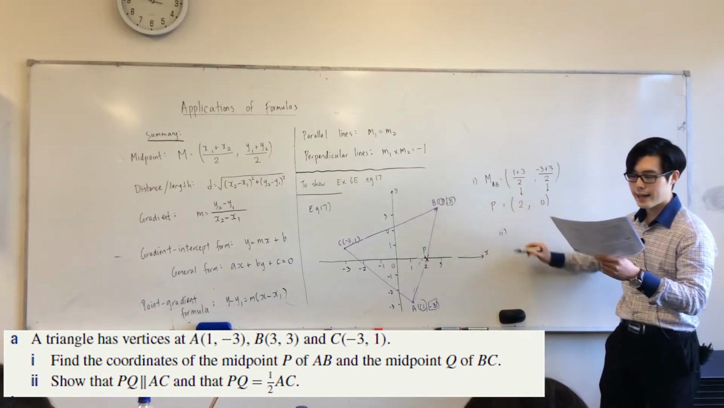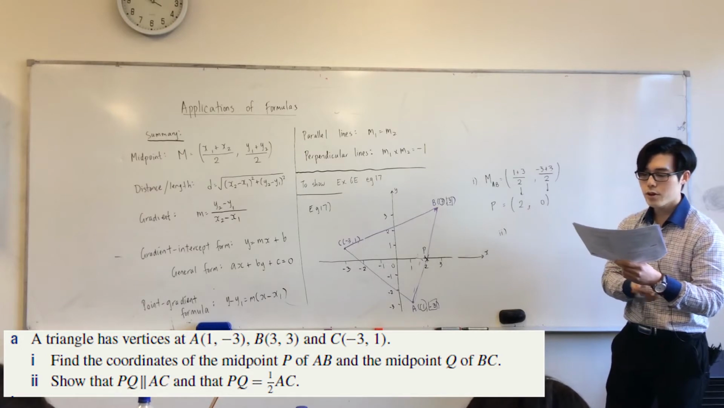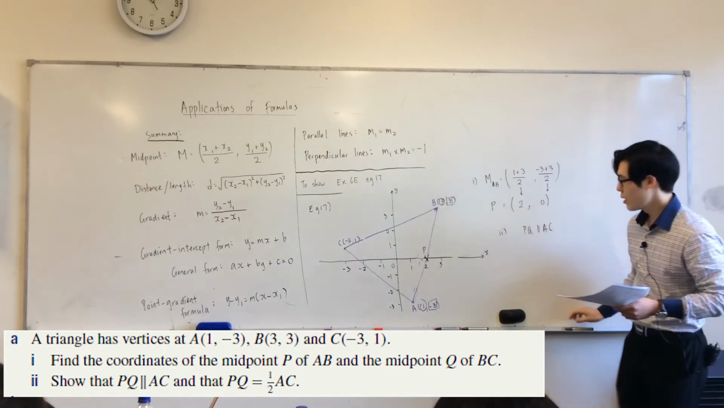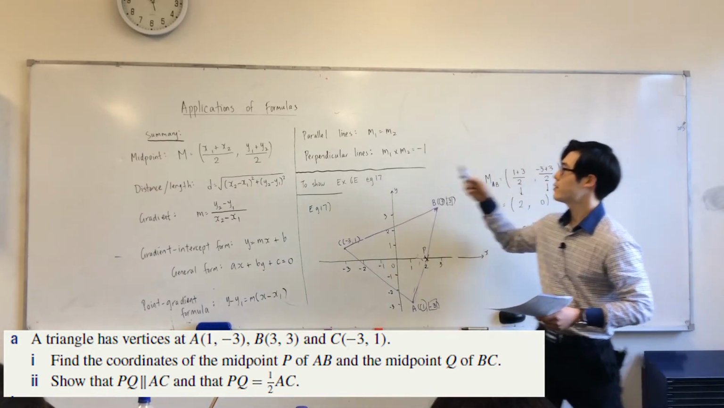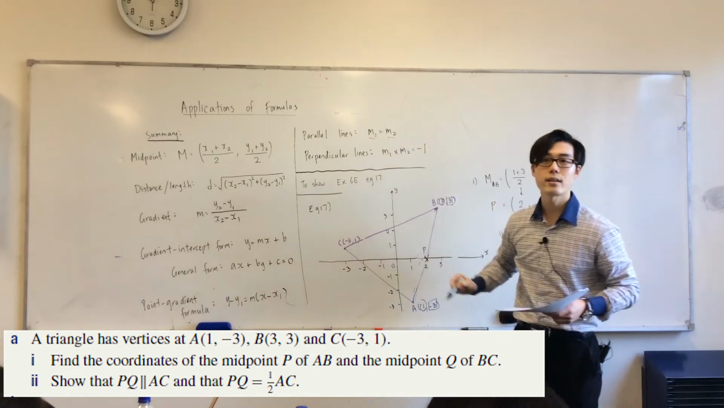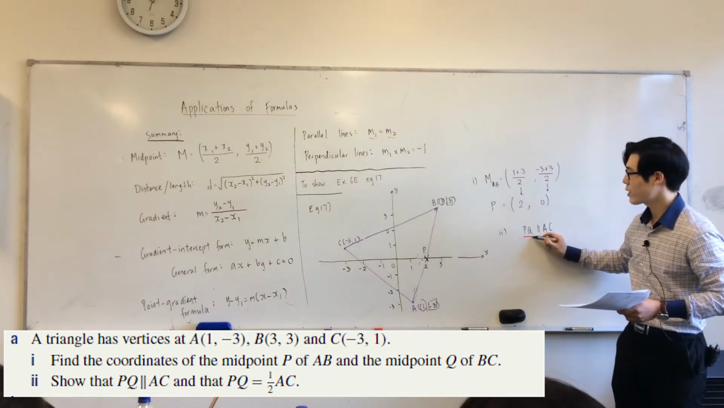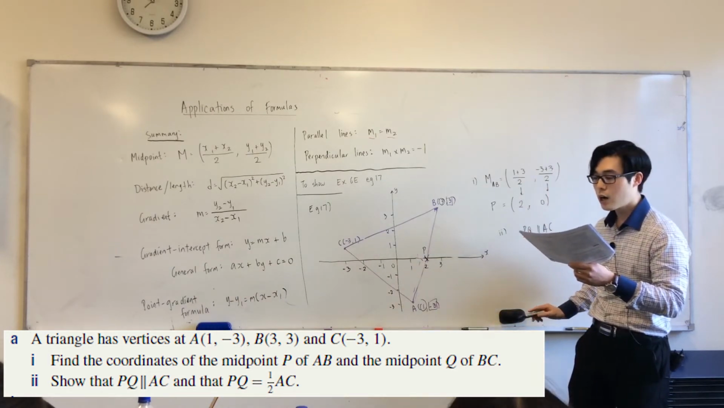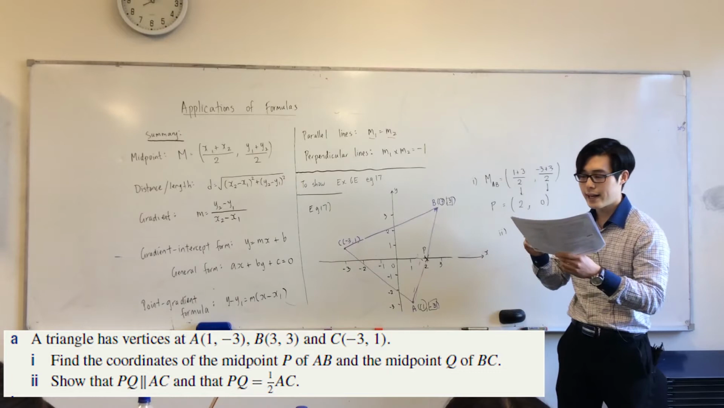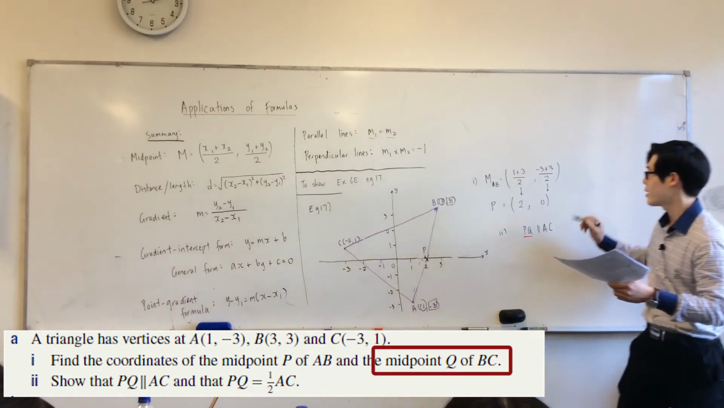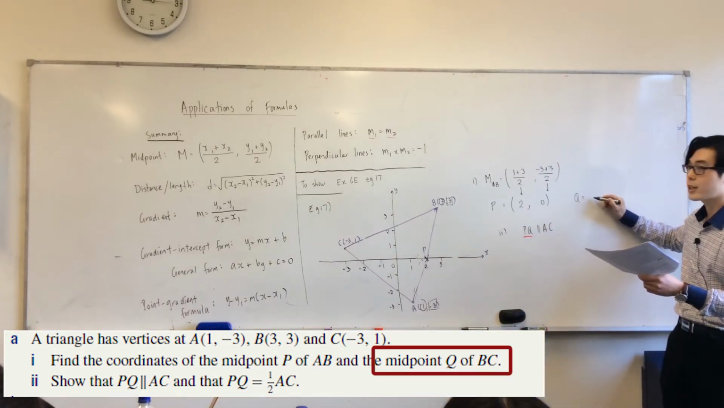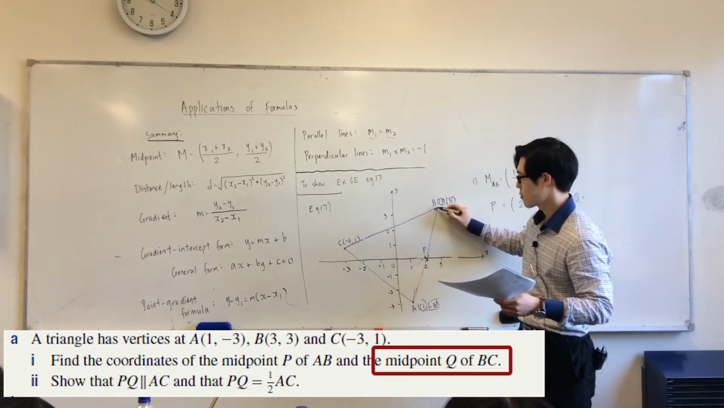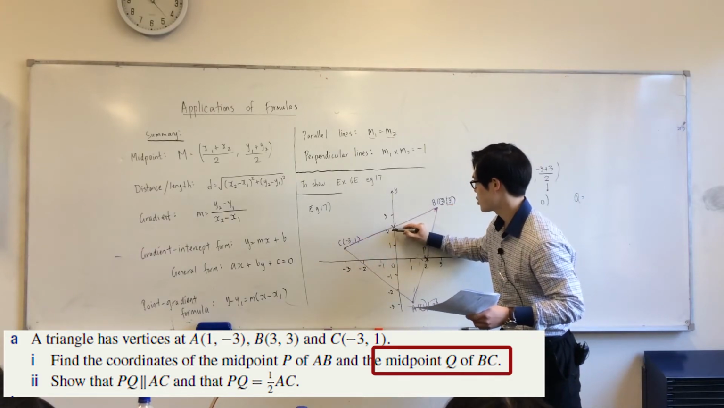All right, let's look at part II. Girls, show that PQ is parallel to AC. Let's do that part first. We learned from last lesson, if it's parallel, we need to prove that the two gradients are the same. So let's have a look at the gradient for PQ. Oh, we don't even know what Q is. Sorry, I forgot the second part of part I. It also says to find Q. Girls, Q is the midpoint of what? BC. So let's assume it's there.